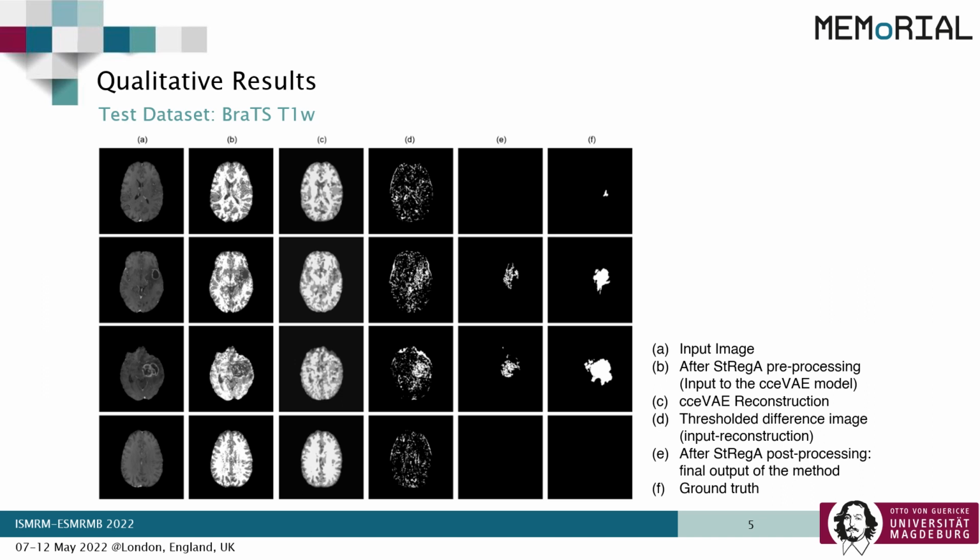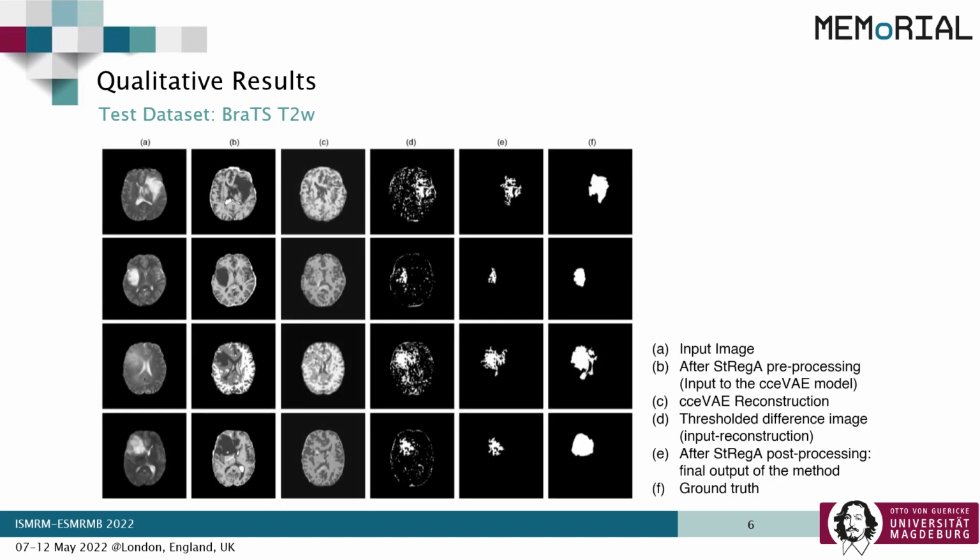Here are 4 example slices from BraTS T1 weighted dataset. The columns from left to right are the input image after the StRegA pre-processing, reconstruction by the CCE-VAE module, thresholded difference image after StRegA post-processing, and finally the ground truth. It can be seen the method was able to detect the tumor except for the really small scenario.